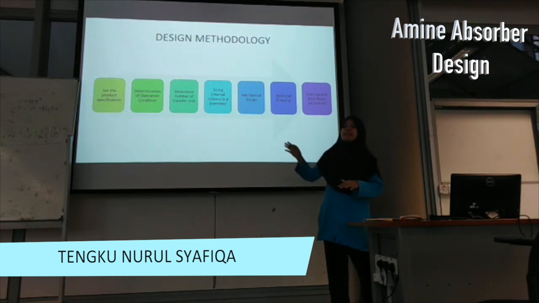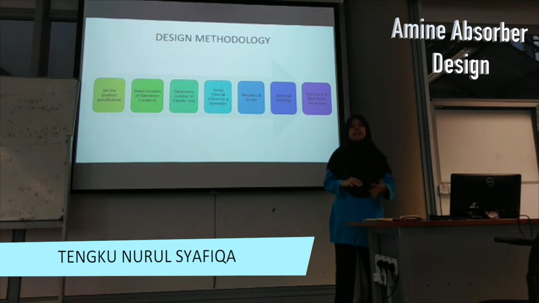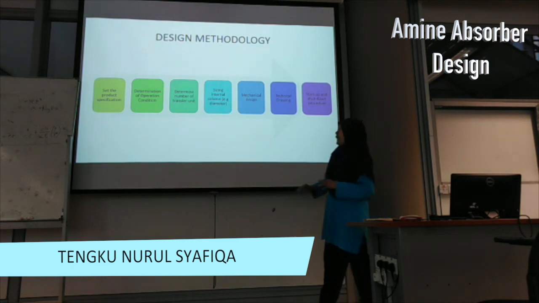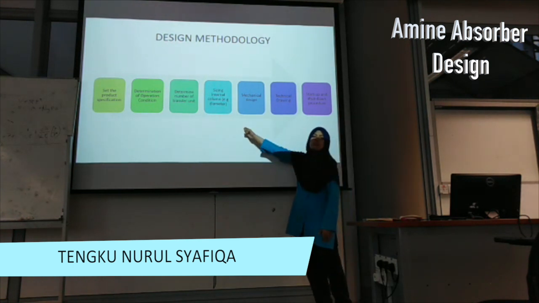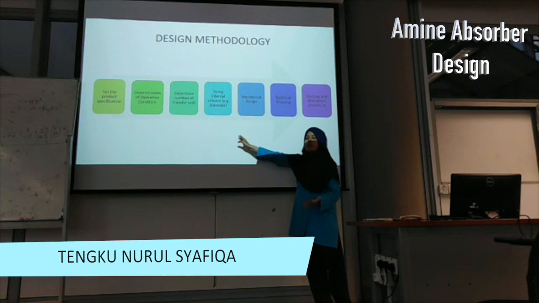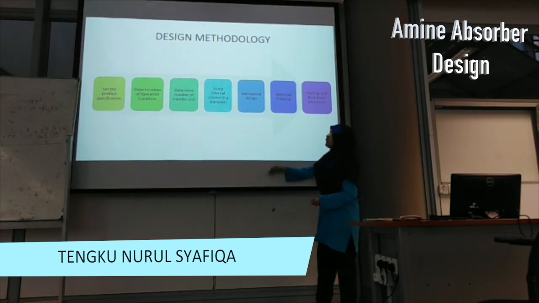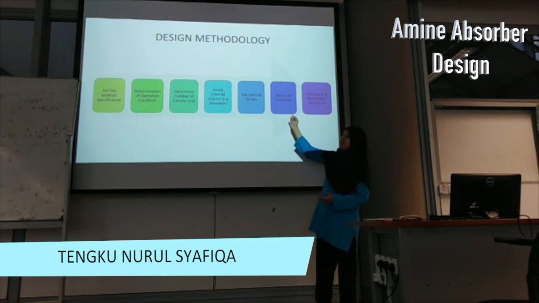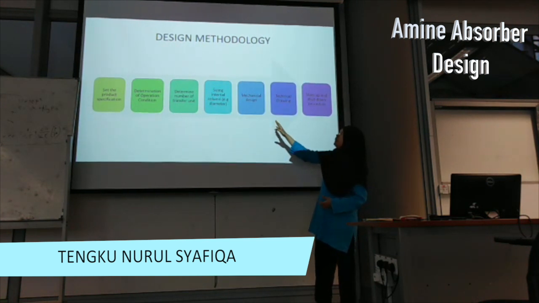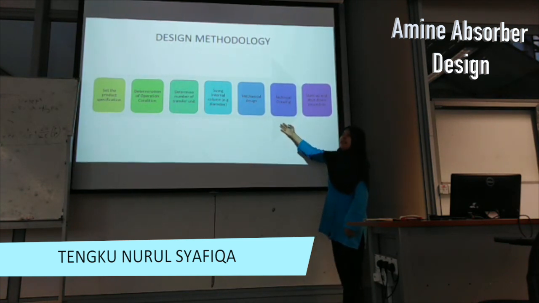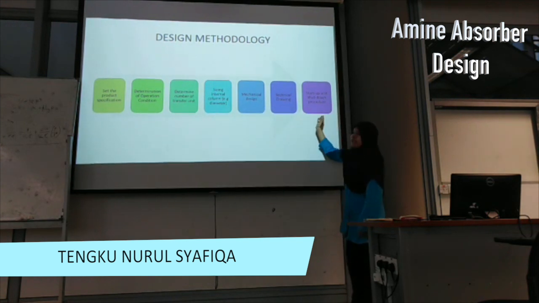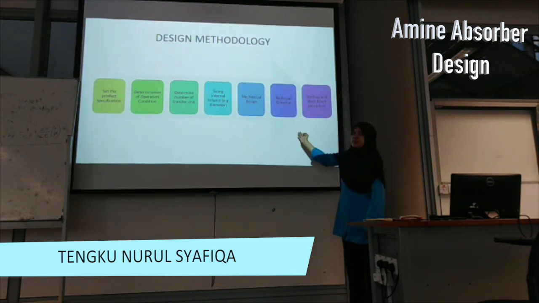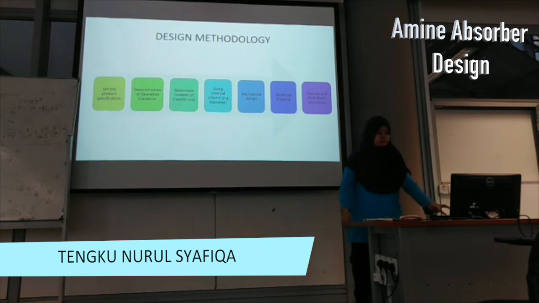First, I set up the product specification. After that, I determine the operating condition and the number of transfer units. Then I do the sizing of the internal column, such as the diameter of the column. Next, I proceed to the mechanical design. After I finish the mechanical design, I then do the technical drawing. And last but not least, I list out all the startup and shutdown procedures for the amine absorber.